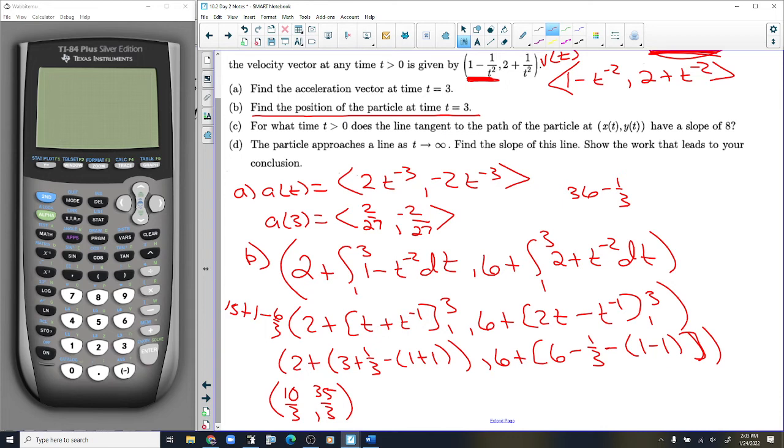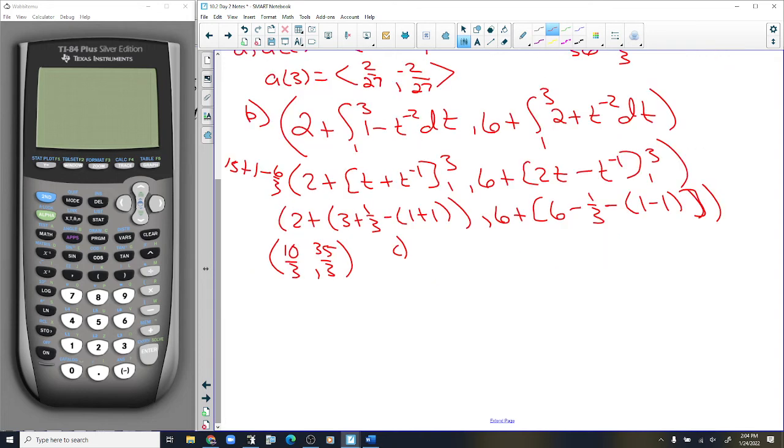C and D. All right, here we go. Mathematically, they're not tough, but just knowing what to do is a little tough. For what time t greater than 0 does the line tangent to the path of the particle at x of t, y of t have a slope of 8? Have a slope of 8. Well, the slope is still dy/dx. That doesn't ever change. It's always dy/dx.